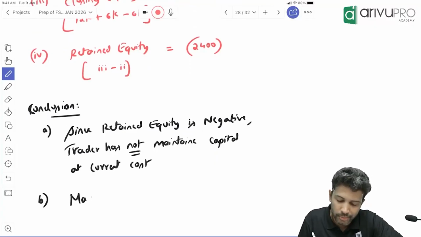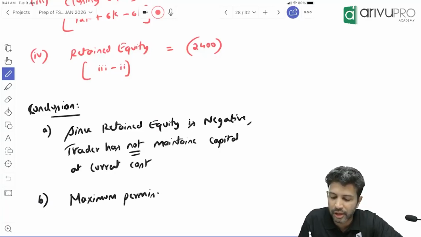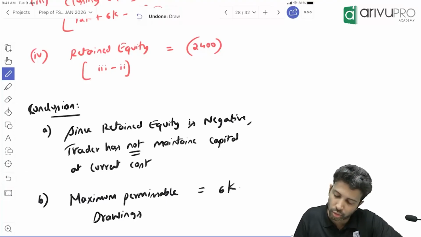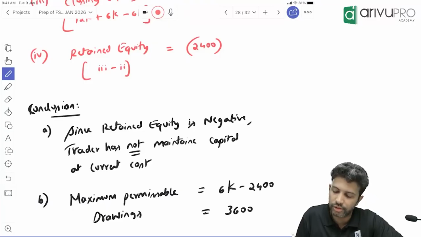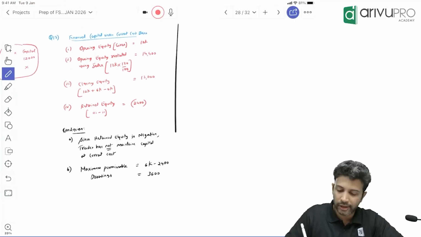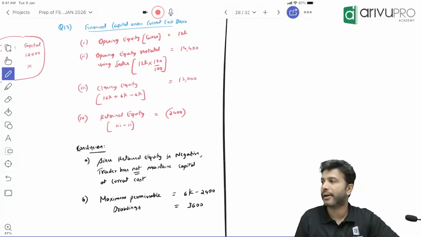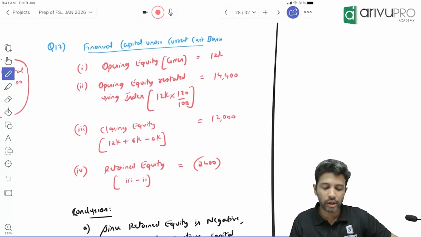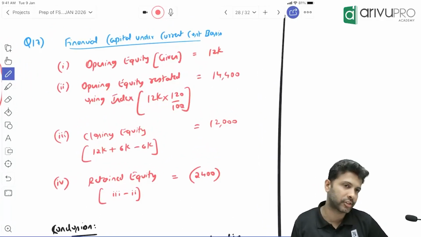Sometimes they'll also ask you maximum drawings. Maximum permissible drawing is equal to 6,000 minus 2,400. How much is this? 3,600. Okay, write this. I'll explain it to you what we did here. First, update. I know some of you would not have got this. No issues. Update, I'll explain.